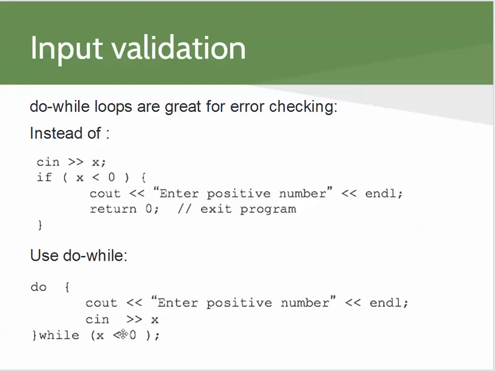Perhaps the conditions are going to be more tricky. Note here that I've used a do-while loop. A while loop doesn't make a whole lot of sense, and the reason is that it's a pre-test loop and we haven't read x. So if we said while x is less than 0, cout enter a positive number, it's not very effective.